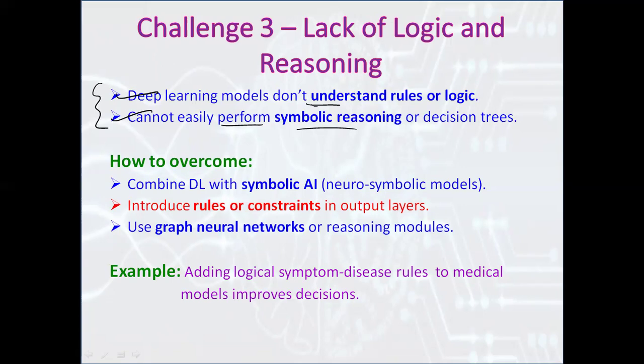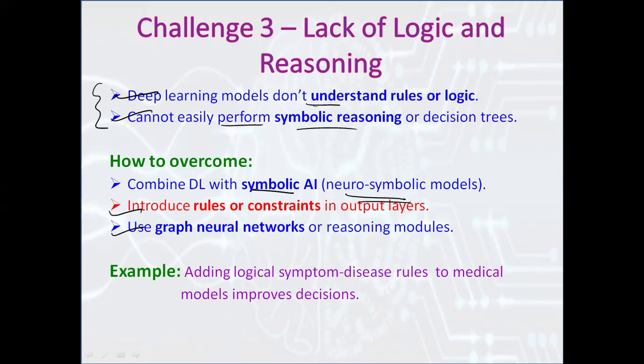Combine deep learning with symbolic AI, neuro-symbolic models, we can call it. By combining deep learning with symbolic reasoning, such as logic programming or knowledge graphs, models can both learn from data and reason over it, and introduce rules or constraints in the output layer. Incorporating domain knowledge as constraints can guide the model to produce outputs that make logical sense even in complex scenarios.